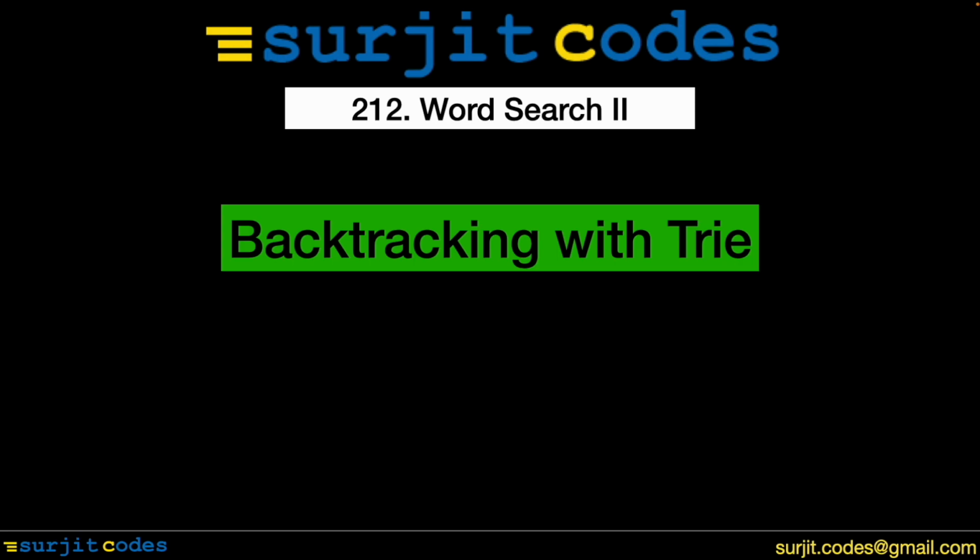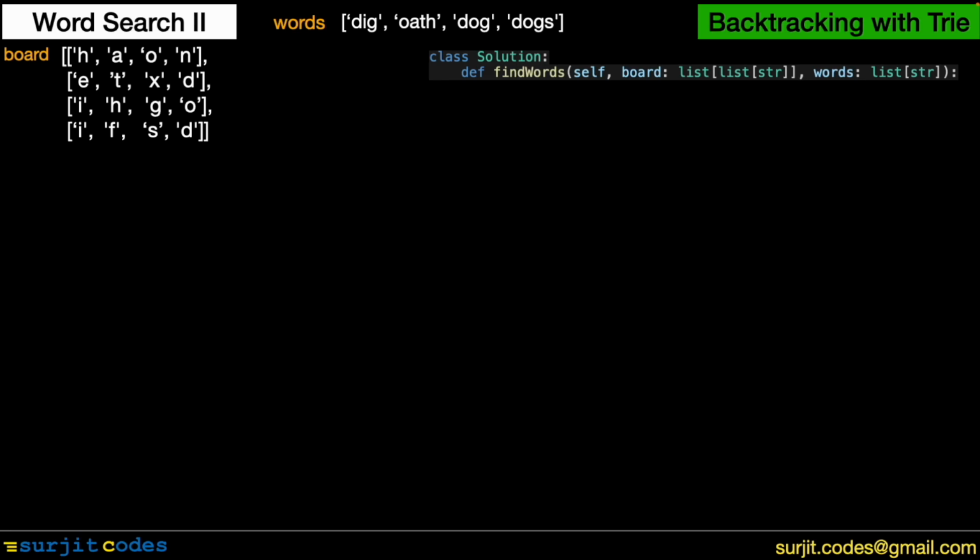Note, a set is useful if most of the words generated during backtracking are present in the given list of words, while a trie is a better choice if the words generated during backtracking are rarely present in the list of given words. Consider this board, which is an array of letters.